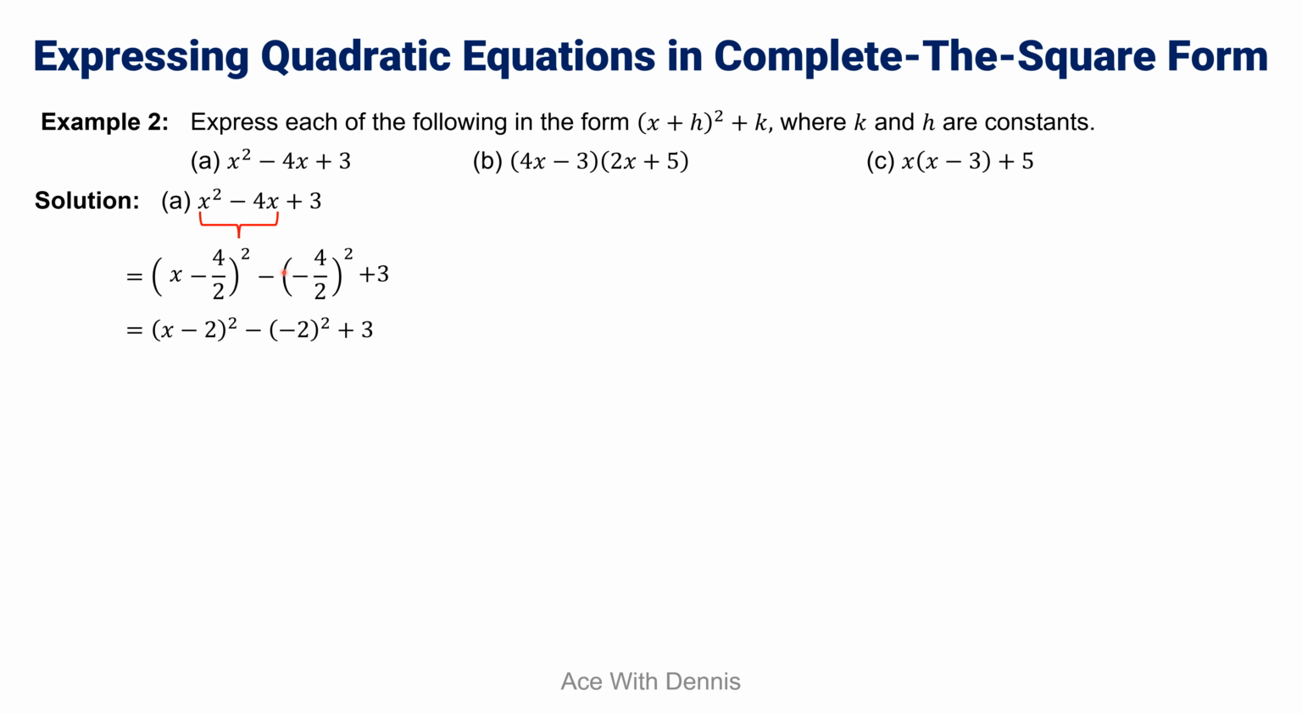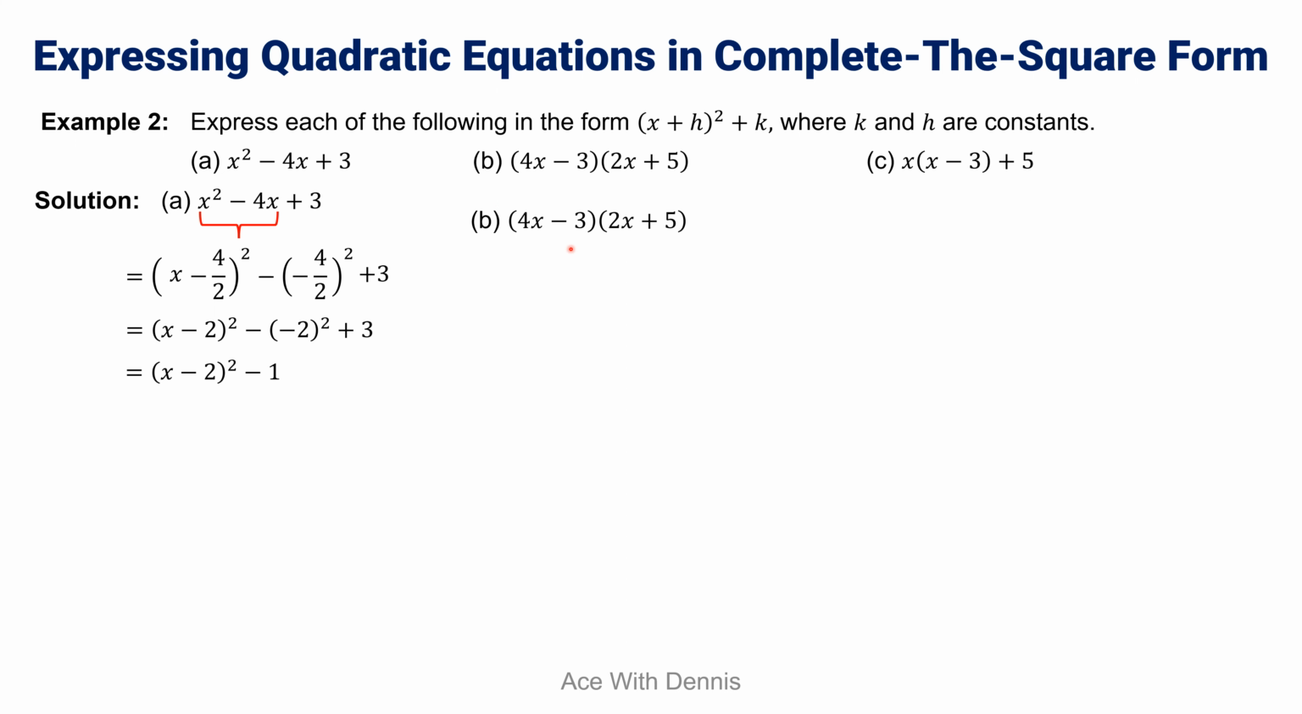So after that, I will simplify this expression here. So 4 over 2 is 2, it becomes x minus 2 square minus bracket negative 2 square plus 3. Then further simplify, so this negative 2 square plus 3, I'll get negative 1. And this is the answer for A.